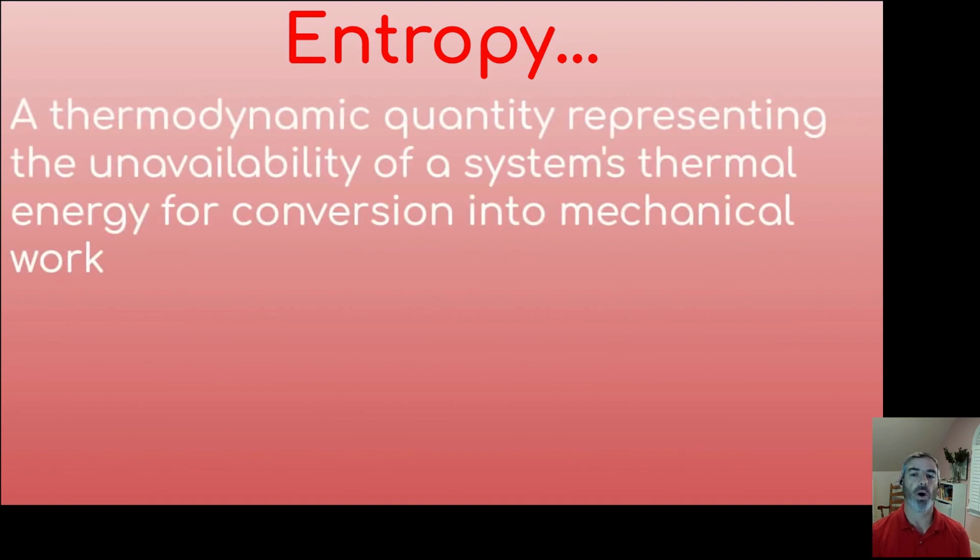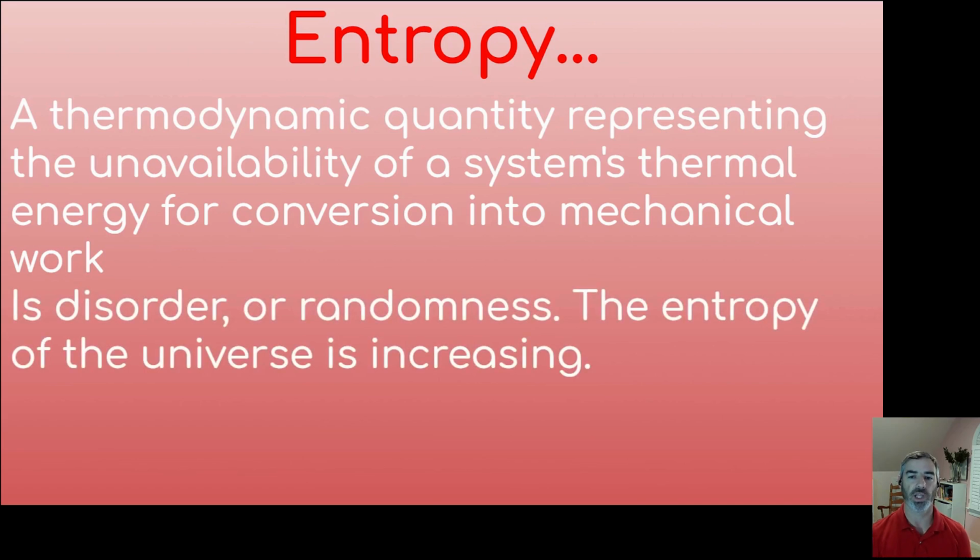And the last thing we're going to talk about very quickly is something called entropy. It's a thermodynamic quantity representing the unavailability of a system's thermal energy for conversion into mechanical work. It's complete disorder, randomness. So the entropy of the universe is increasing at a rapid rate. So entropy is not something that's talked about very much in this class, but we're going to just know that the term is just kind of randomness and disorder is what entropy means.